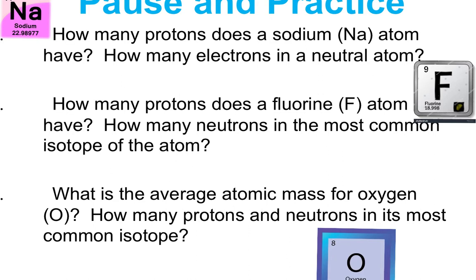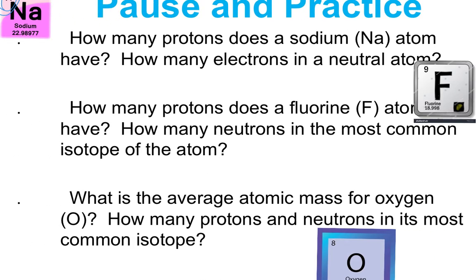Here I have the elements as they appear on the periodic table. Pause the video. In the element sodium, right there is its atomic number. So that means sodium has 11 protons. Its electrons, basically protons, are equal to electrons in a neutral atom, so it also has 11 electrons. The fluorine atom is right here.